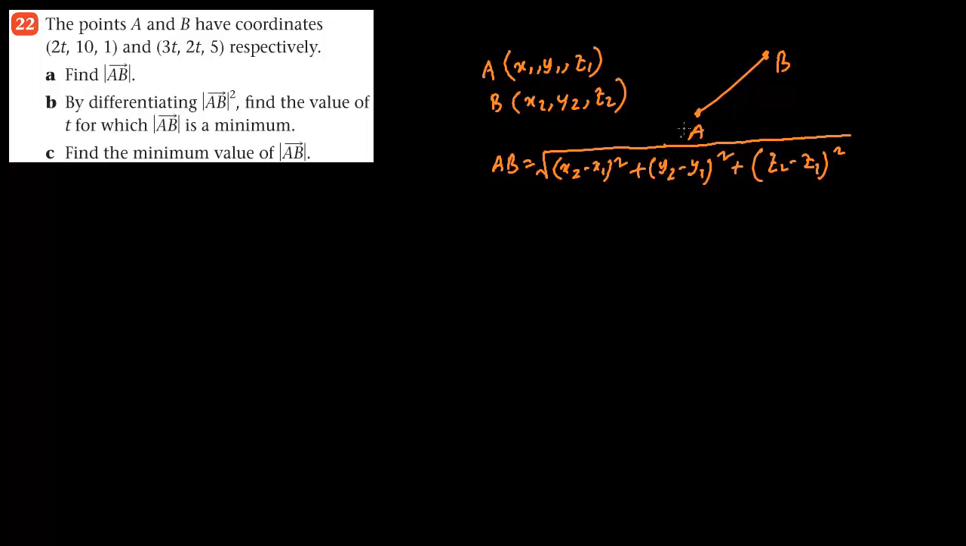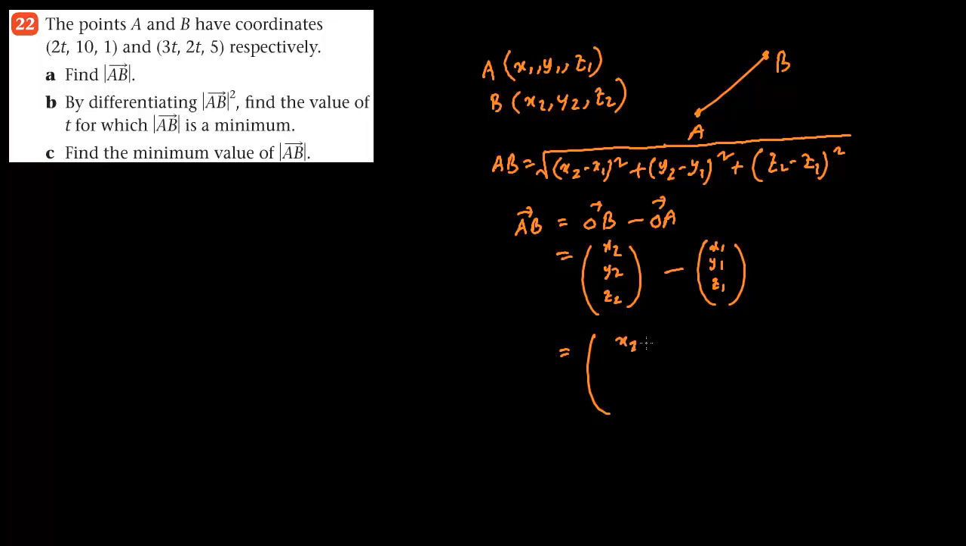Now, in the case of a vector, the vector AB would be OB minus OA. And OB, if I write it in the column vector format, would be x2, y2, z2 minus the position vector of A, which would be x1, y1, z1. That simply means AB would be x2 minus x1, y2 minus y1, and z2 minus z1.